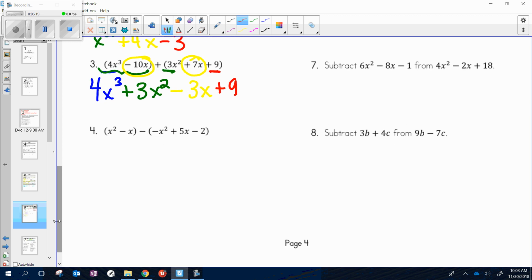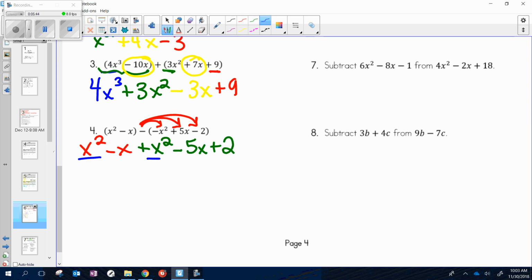For 4, I'm going to have to distribute this negative 1 to each term in my second polynomial. So I would rewrite it as x squared minus x. Now when I distribute a negative, my signs inside the parenthesis change. So this would be a plus x squared minus 5x and a plus 2. Our second step is to combine those like terms. So I have a 2x squared, a minus 6x, and plus 2.